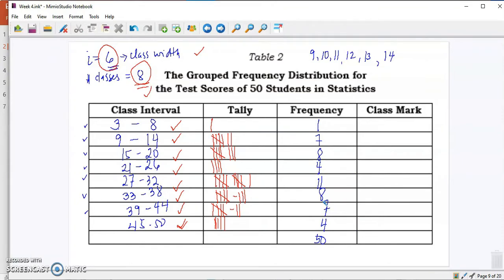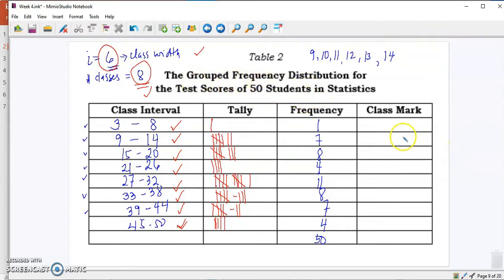That means for the class interval 9 to 14, there are 7 scores, which are scores from 9 to 14. From 45 to 50, there are 4 scores who have a score of 45 to 50. Since this is already a range of values, that's why we call it a group frequency distribution.